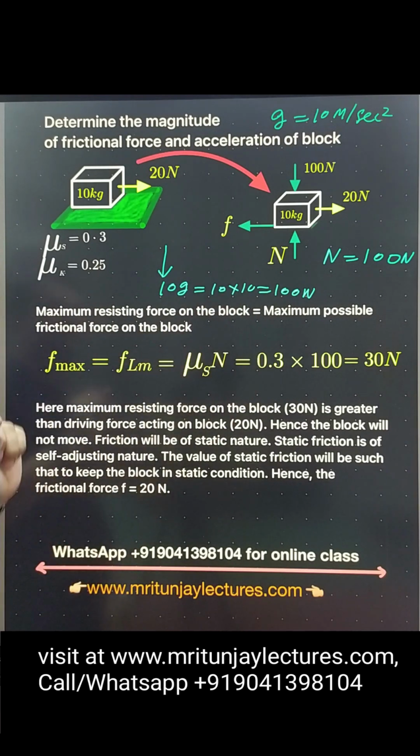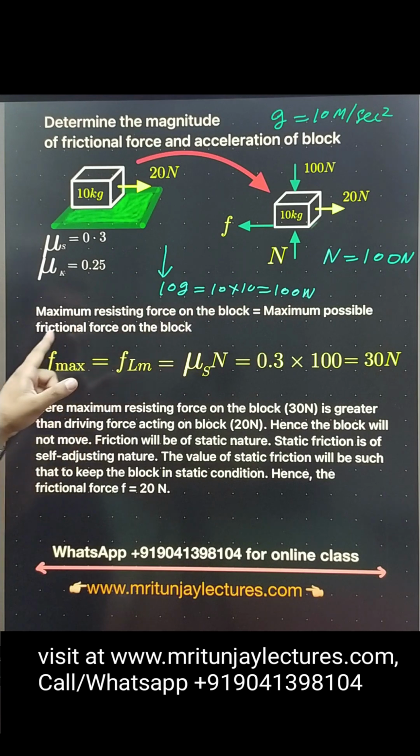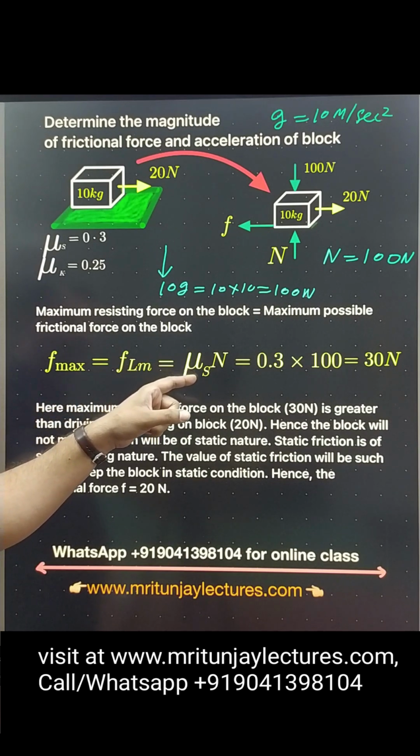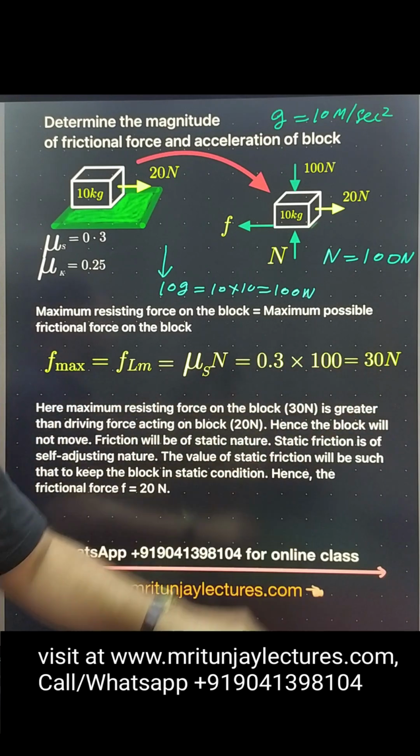Now here, the maximum restriction force is how much? This is equal to the maximum possible frictional force on the block. So F max is written as FL. FL means limiting value. So FL is equal to mu s into N. This is equal to how much? 0.3 into 100, that's around 30 Newton.